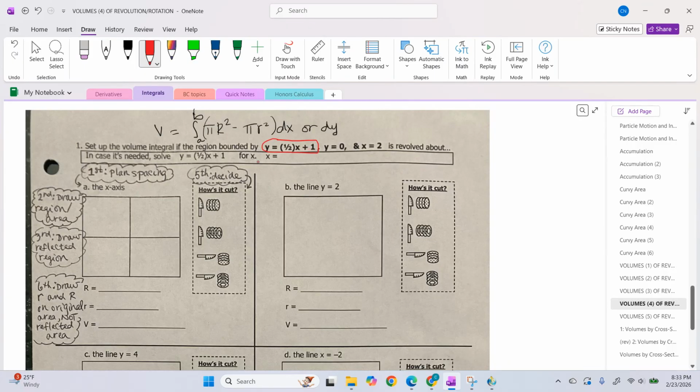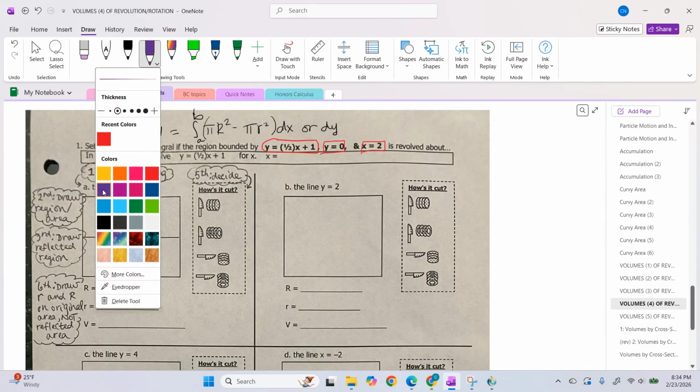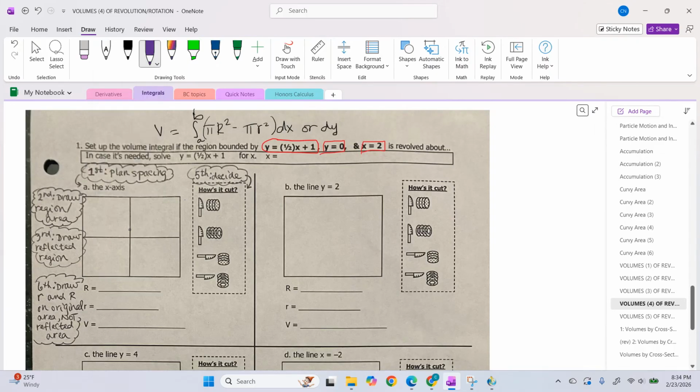So I need to find the region bounded by this line, y equals 1/2 x plus 1, y equals 0, that horizontal line, and x equals 2, that vertical line. Okay, so let's go ahead and draw this.